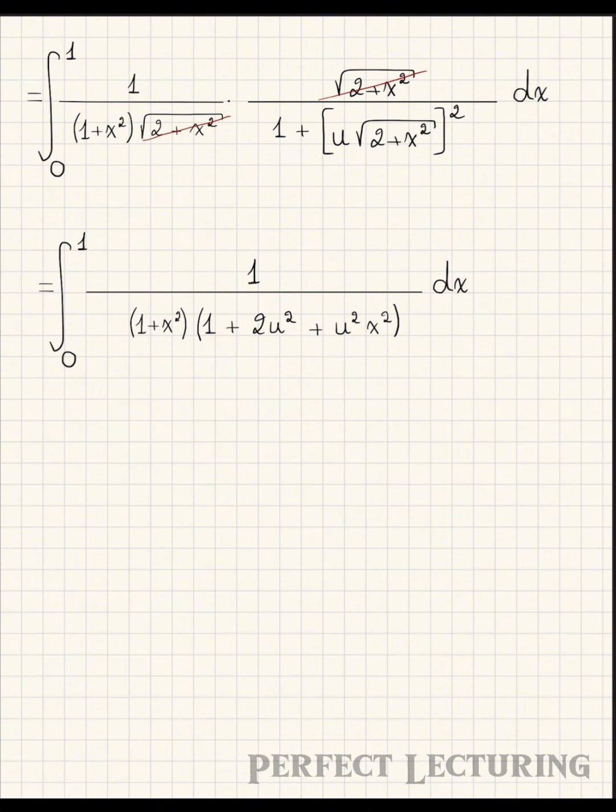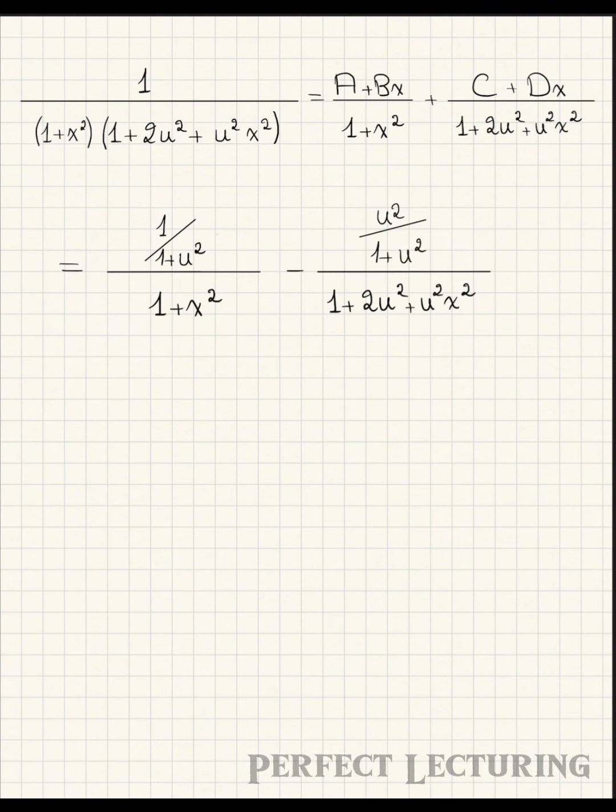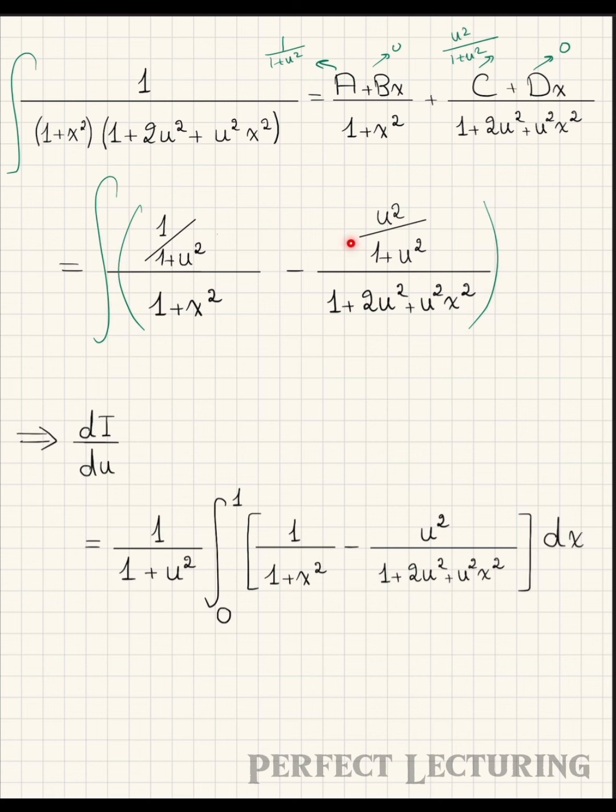Well, we have to apply partial fractioning. So we can split this fraction into the sum of this and this fraction. I'm going to skip the algebra here for partial fractioning. I will leave it for you as an exercise, and I will just write the answers. So A is 1 over 1 plus u squared. B is 0. C is u squared over 1 plus u squared. And D is 0. And this is what we get, which means the integral of this is equal to the difference of these two integrals. I will factor 1 over 1 plus u squared here, so dI/du will be this expression.